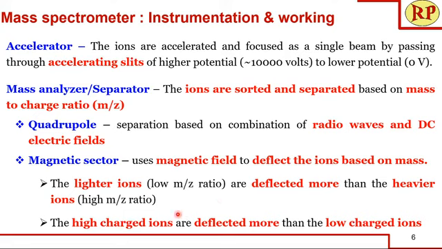But if the charge is more, that is, in the denominator we have charge, the m/z ratio will become low if the charge is more. So it will be a lighter ion. So highly charged ions are deflected more than the low charged ions. That is, if we have +2 and +1, the +2 charged ion will be deflected more than the +1 charged ion, for the same ion. We should not take the fragmented ions. Okay.